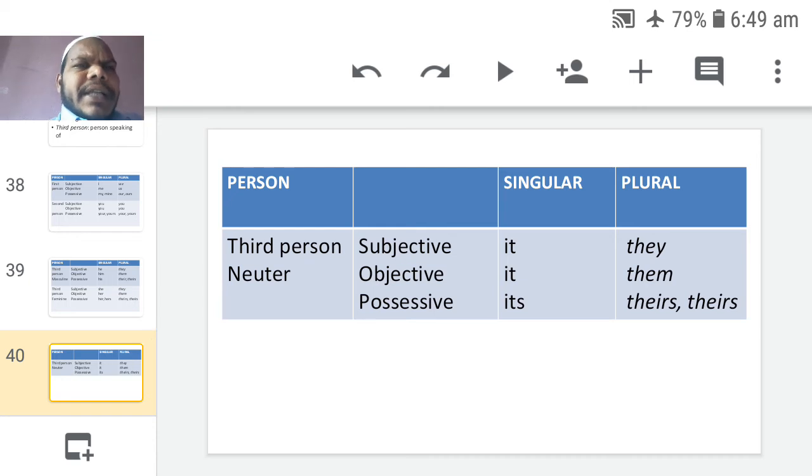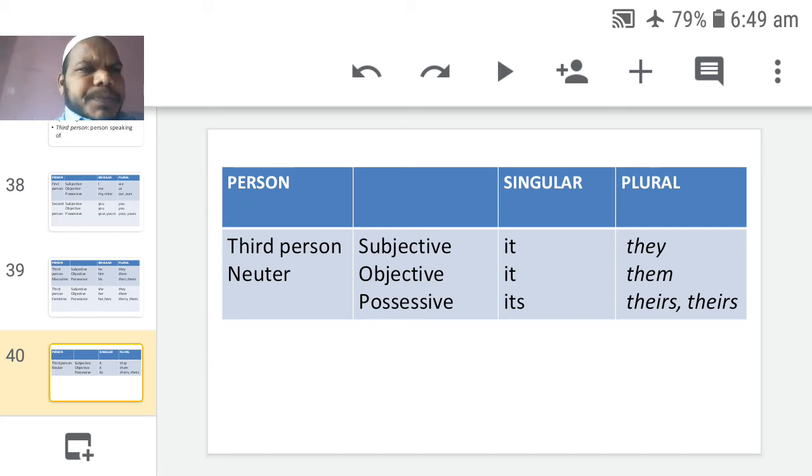And in neuter, in third person neuter gender, in subjective it is singular it, they as plural in third person neuter. Whereas in objective singular third person neuter pronoun it is it, whereas them as a plural, third person neuter objective pronoun, whereas their, theirs as a possessive plural third person neuter pronoun.